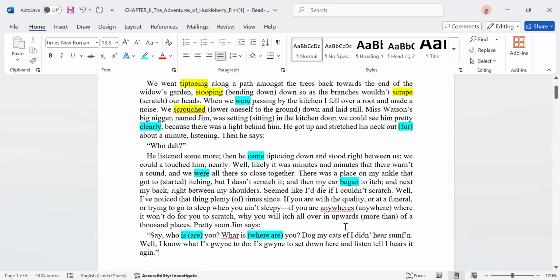Dog, my cats. I think it's just like an expression, though I'm not really sure what it means. If I didn't hear something, it means something hard to pronounce, but it means something. So if I didn't hear something, well, I know what I'm going to do. I'm going to sit down here and listen. All I hear is it again.